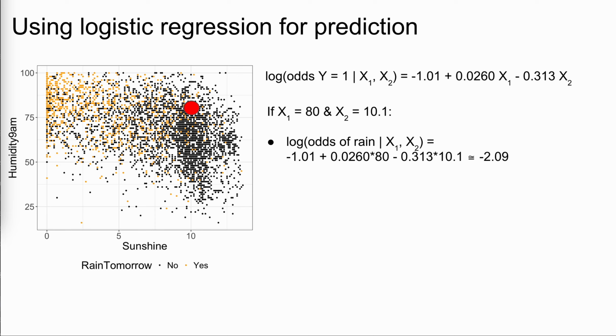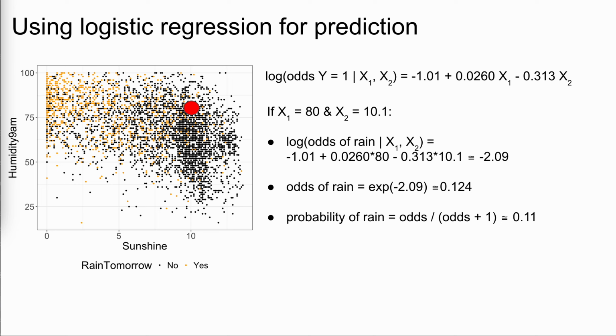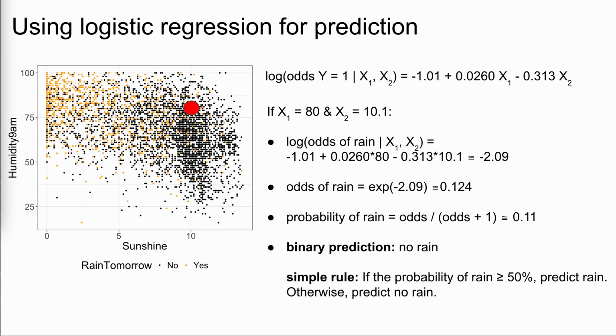But more rigorously, we can use our model to calculate the probability of rain and use this to make a prediction. Plugging in 80% humidity and 10.1 hours of sunshine, the log odds of rain is roughly negative 2.09. Thus, the odds of rain are roughly 0.124, and the probability of rain is roughly 0.11. That is, there's only an 11% chance of rain tomorrow. So if I had to turn this into a binary yes-no prediction of rain, I would say no.